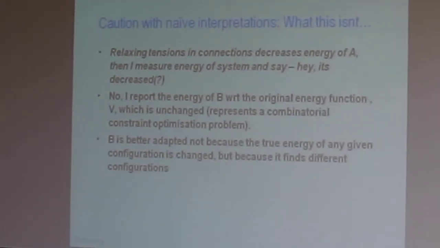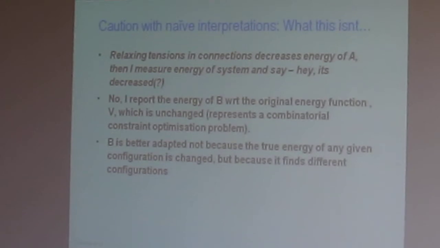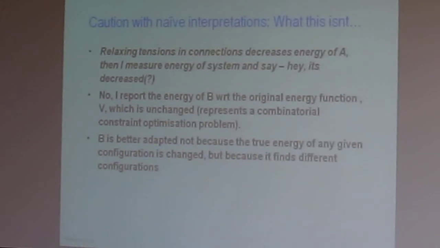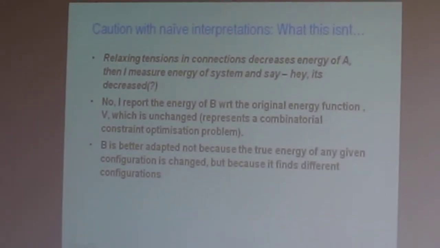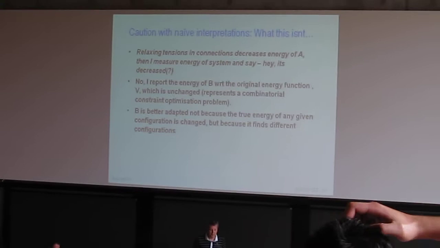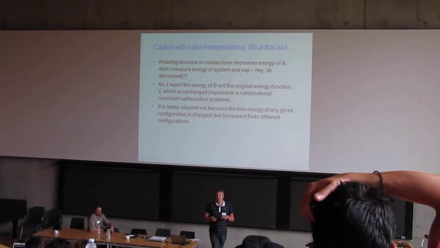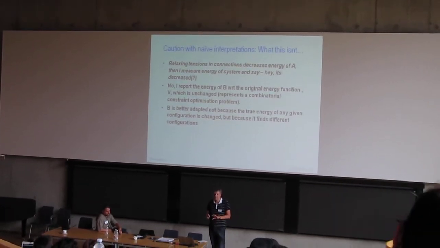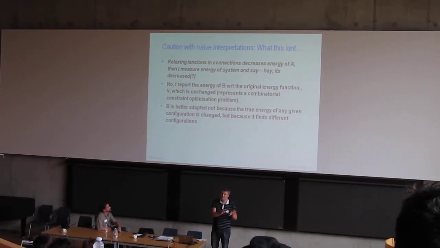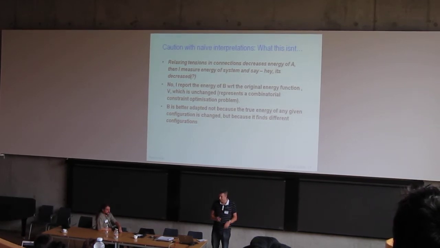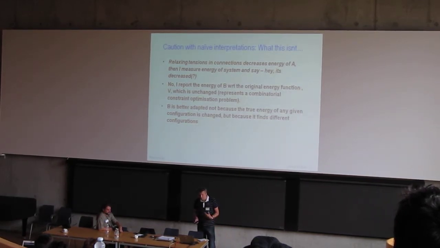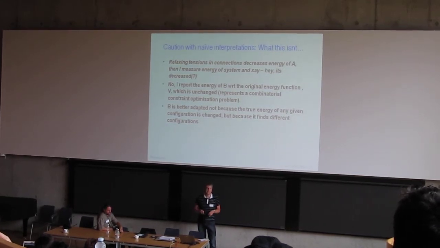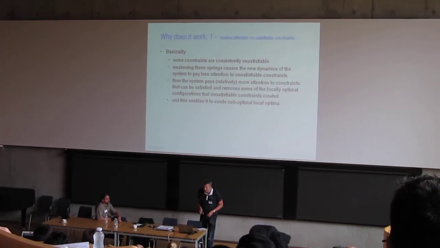So, some caution with naive interpretation, what this isn't. I could be saying something like, well, I'm relaxing the tensions in the system by changing the springs in the system, and then I'm relaxing them, so now the energy is lower, so the system is lower in energy, and there's no magic at all. But that's not what I'm saying, because I'm reporting the energy of the configurations using the original stored values, which I did at the beginning. If I applied that configuration to A with the original springs, it would be lower energy, right? So B is better adapted, not because it's changed the energy of any particular configuration, but because it's finding different configurations.